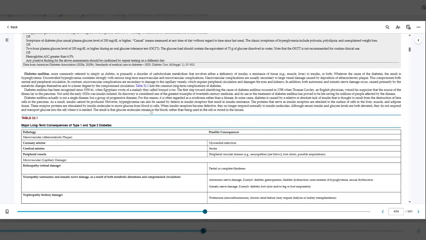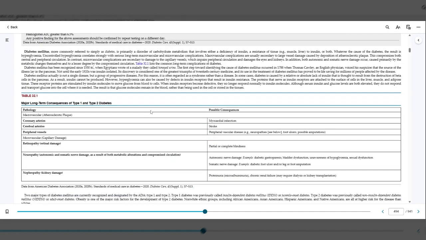We have 2 types of diabetes that we'll talk about briefly in this chapter. Type 1 diabetes, we used to call it juvenile diabetes. These are individuals whose pancreas does not produce insulin. So think of insulin as the key that gets glucose into the cell. They do not have insulin. They are going to require insulin throughout their life.